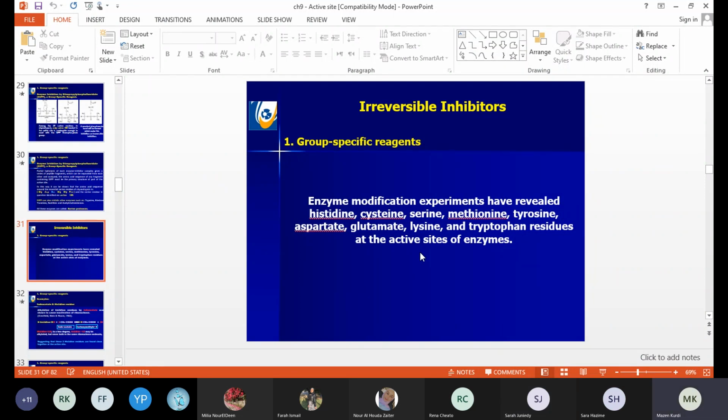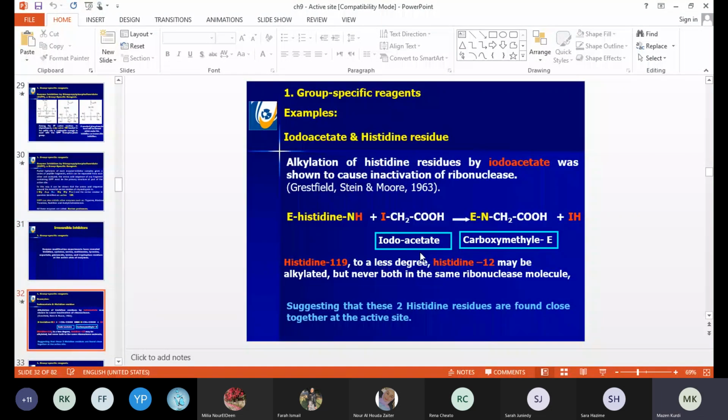So, enzyme modification experiments have also revealed histidine, cysteine, serine, methionine, tyrosine, aspartate, glutamate, lysine, and tryptophan residues, by using group-specific reagents, as some of the amino acids located in the active site of the enzyme. Here we will see other examples than the DFP. For example, we have iodoacetate. Iodoacetate is an important group-specific reagent that is known to react with histidine.